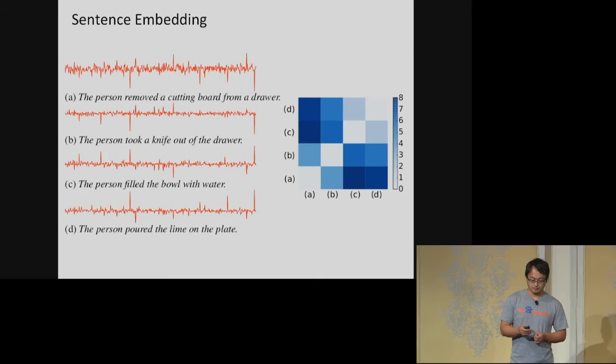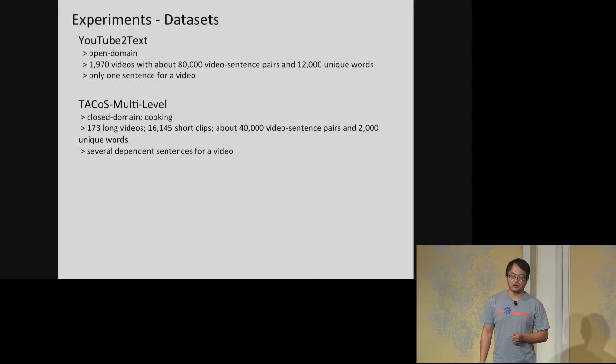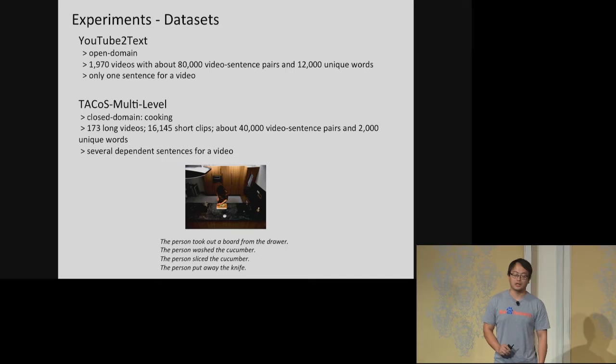So we performed our experiments on two data sets. The first data set is the YouTube2Text data set. It's an open domain data set, which contains 2,000 videos, but it only has one sentence for a video. We also tried a data set called TACoS multi-level data set. It's a closed domain data set, which only contains cooking videos, but it has several dependent sentences for each video.